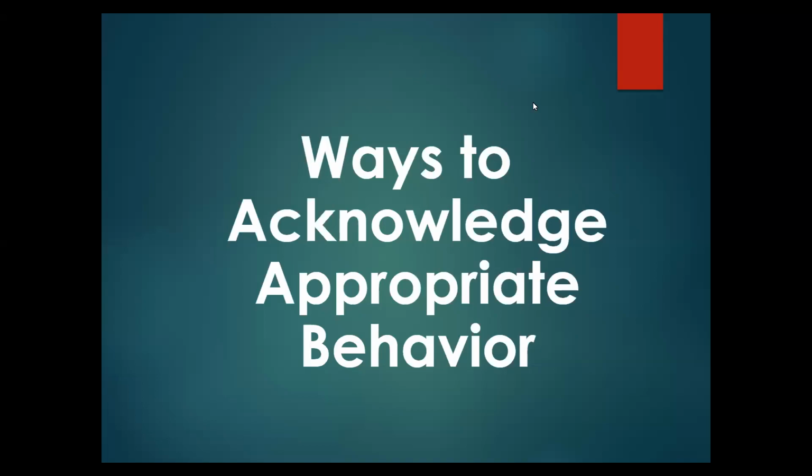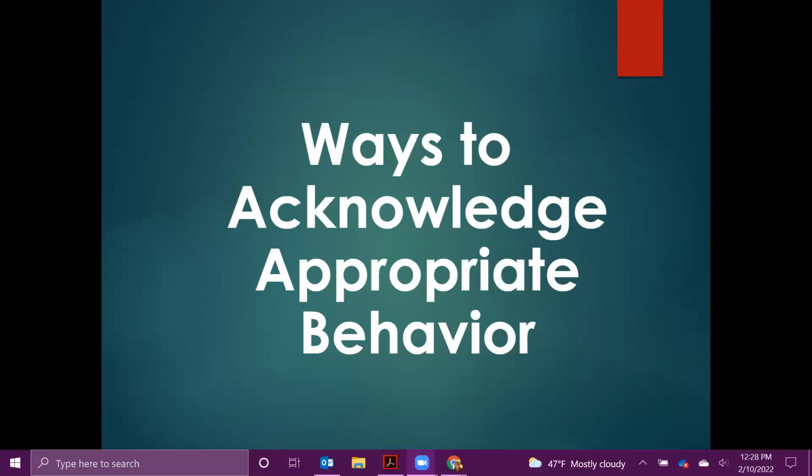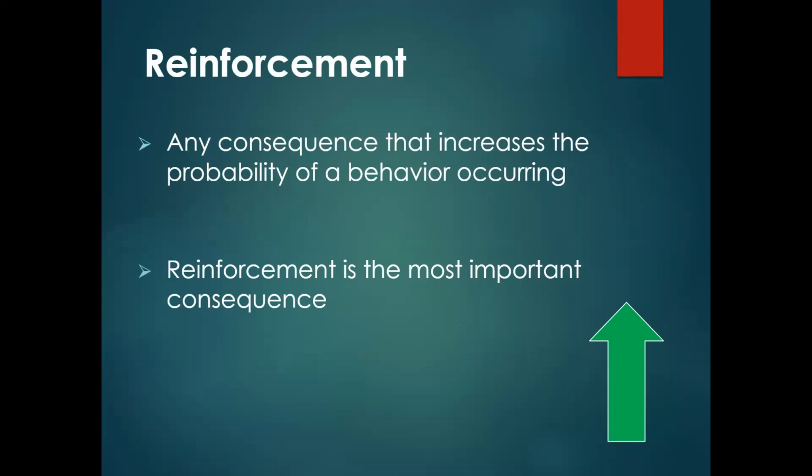Part 2, ways to acknowledge appropriate behavior. As we mentioned in Part 1, reinforcement is defined as any consequence that increases the probability of a behavior occurring. Reinforcement is the most important consequence, not punishment, because research and practice show that it is far more useful and positive to try to increase the right behaviors than to try to decrease the wrong behaviors.